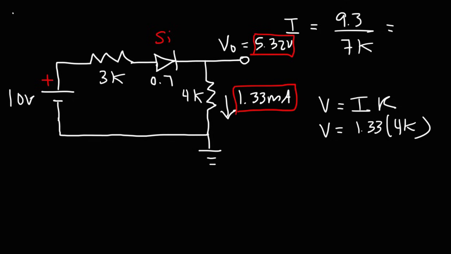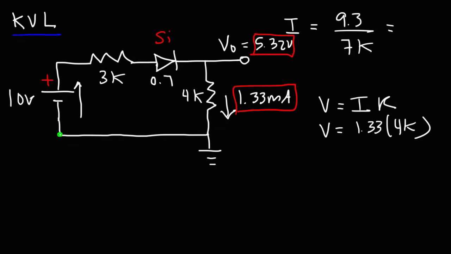Now let's talk about the other way of getting the answer. So we need to use Kirchhoff's voltage law, which states that the sum of the voltages around a closed loop circuit adds up to 0. So let's start from this point.